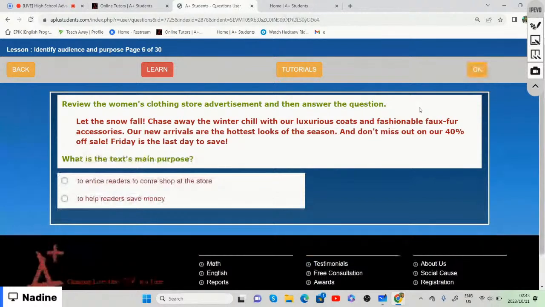Now we're going to review the women's clothing store advertisement and then answer the question. Let the snow fall, chase away the winter chill with our luxurious coats and fashionable faux fur accessories. Our new arrivals are the hottest looks of the season. And don't miss out on our 40% off sale. Friday is the last day to save.